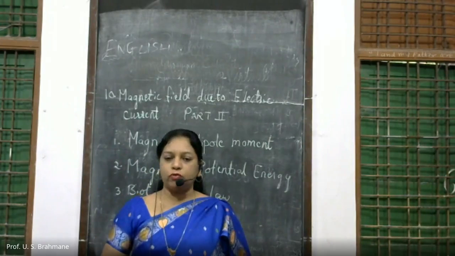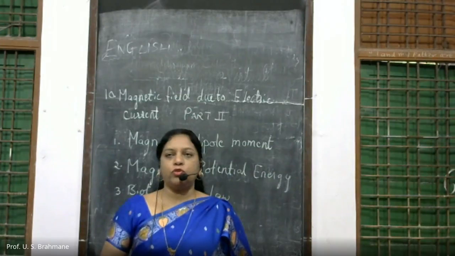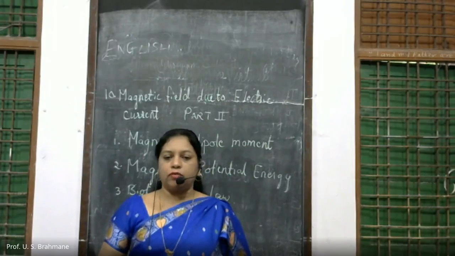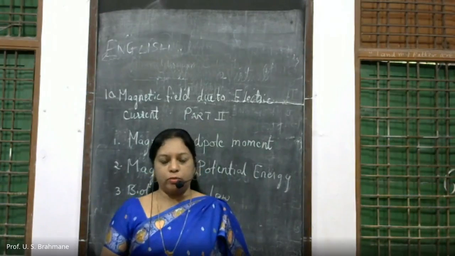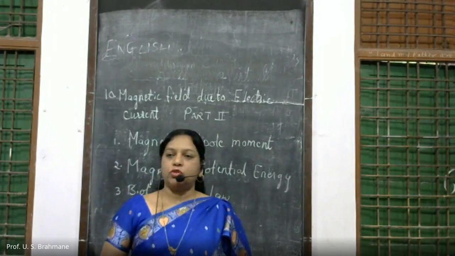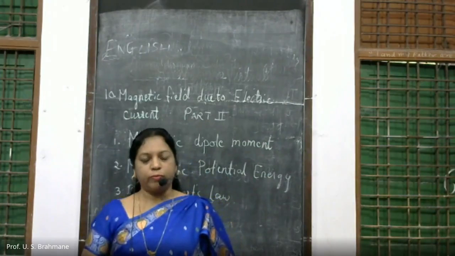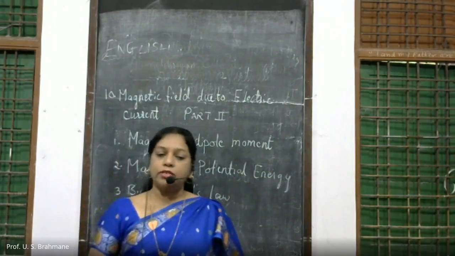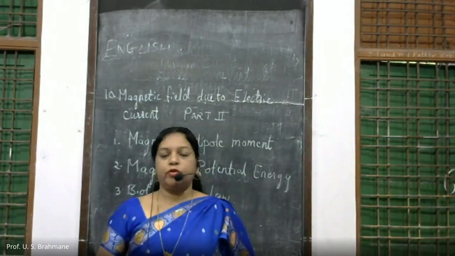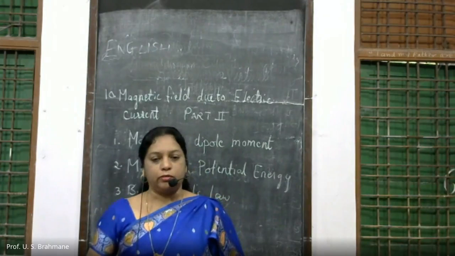Then we saw Lorentz force. Then we saw force on the straight conductor wires and arbitrary shaped wire. Then we saw torque on the loop. Then we saw how this principle is applied for the moving coil galvanometer.